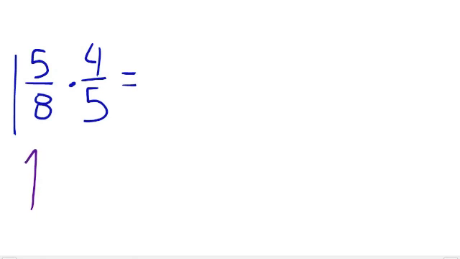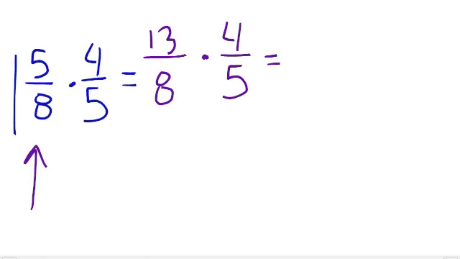So remember, we have to change this number to an improper fraction. So 8 times 1 is 8, plus 5 is 13/8. And we're going to multiply that by 4/5. Okay, so then we're going to do 13 times 4 and 8 times 5. So 13 times 4 is 52, and 8 times 5 is 40.